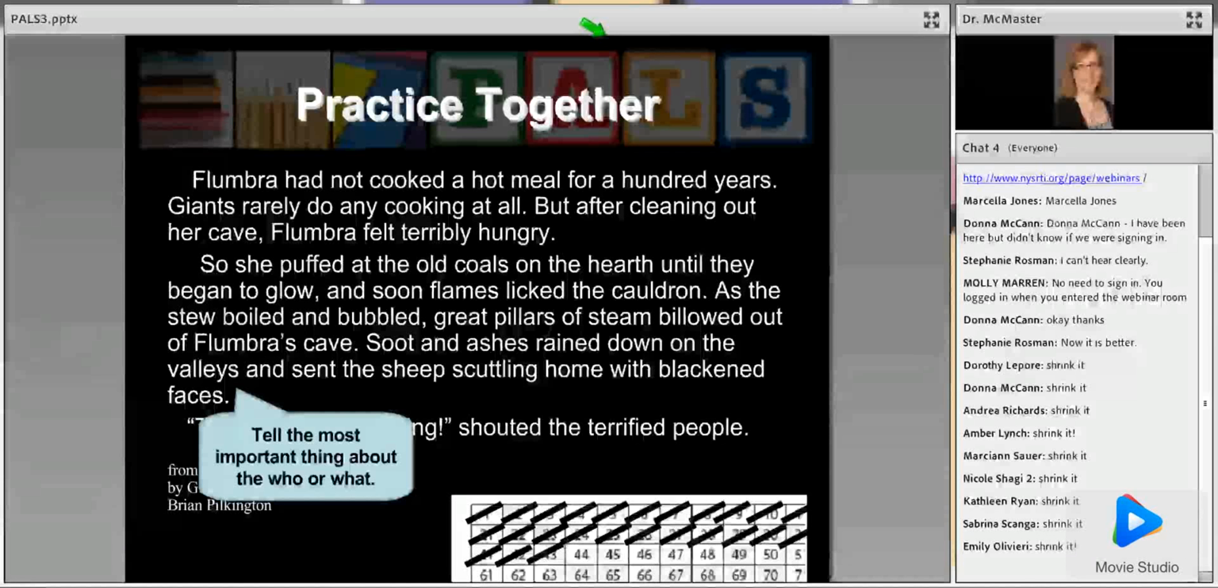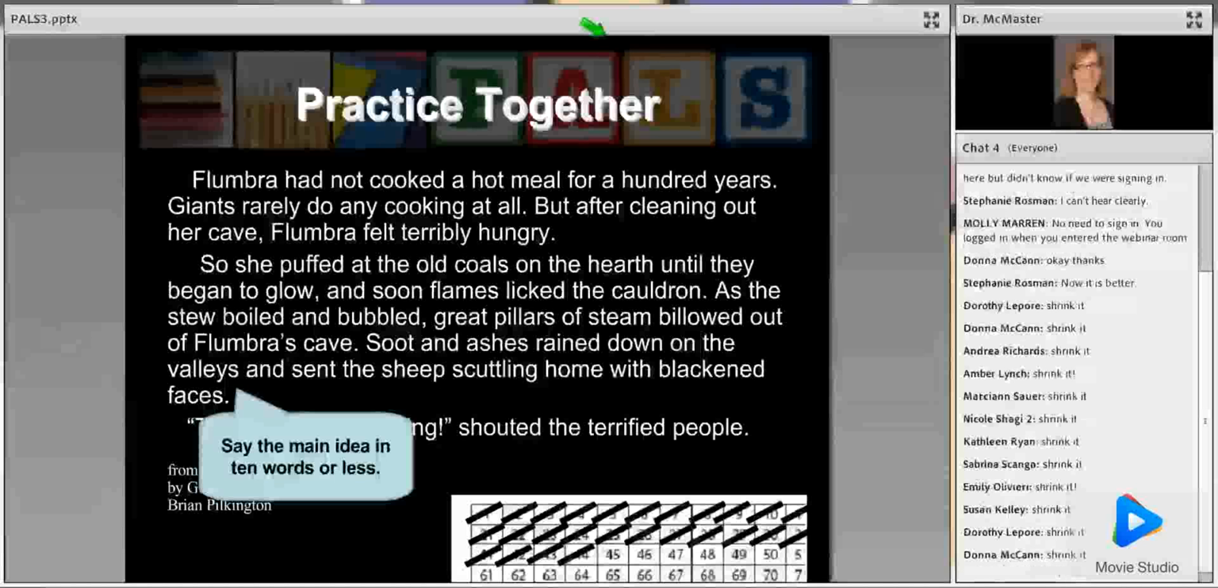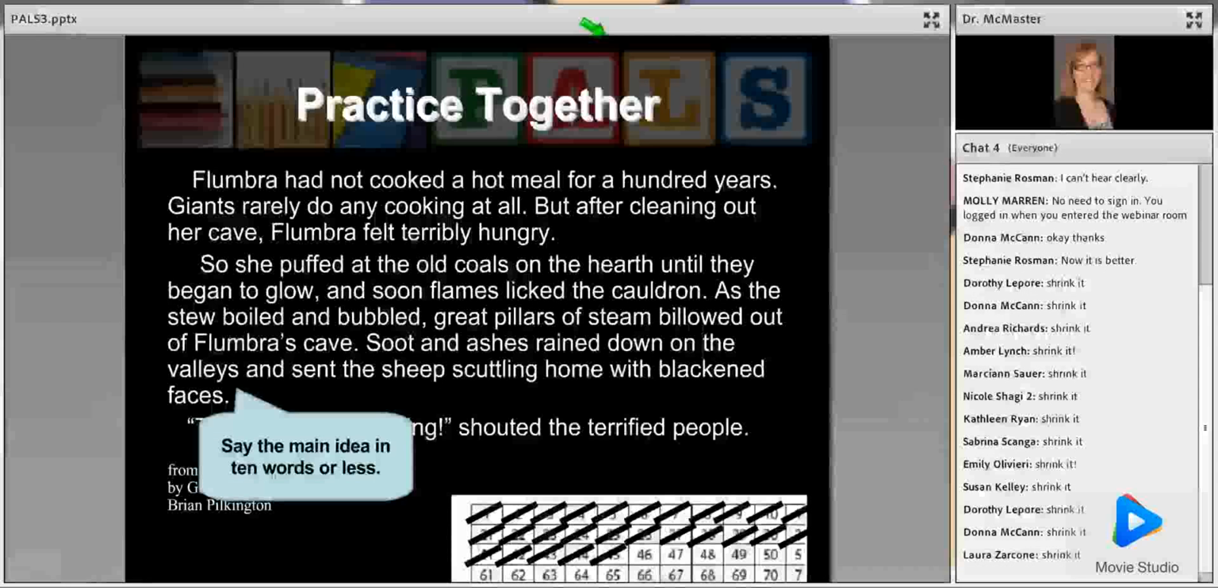So if the coach agreed that that's the most important thing, they would mark a point, and they would say the main idea in 10 words or less. So I might say, Flumbra was cooking, and all sorts of steam and stuff started coming out of the cave, and clearly I'm going on and on too much, so my coach would say, shrink it, you got it, and I would try again. So Flumbra was cooking, and steam came out of her cave. That's exactly 10 words, and I think I already accidentally marked the point.